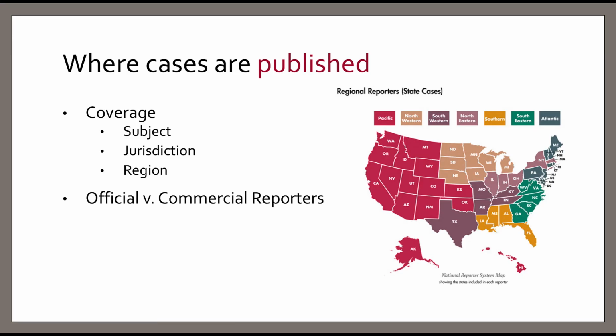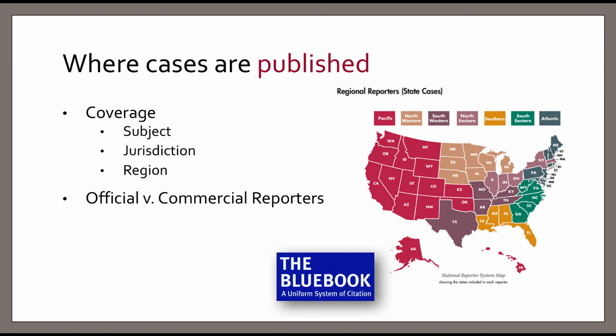You can see the regional divisions on this map. Indiana cases, for instance, are published in the Northeastern Reporter, along with cases from Illinois, Ohio, Massachusetts, and New York. To see where your jurisdiction's cases are published, and to identify your jurisdiction's official reporter, refer to Table 1 in the back of the Blue Book.